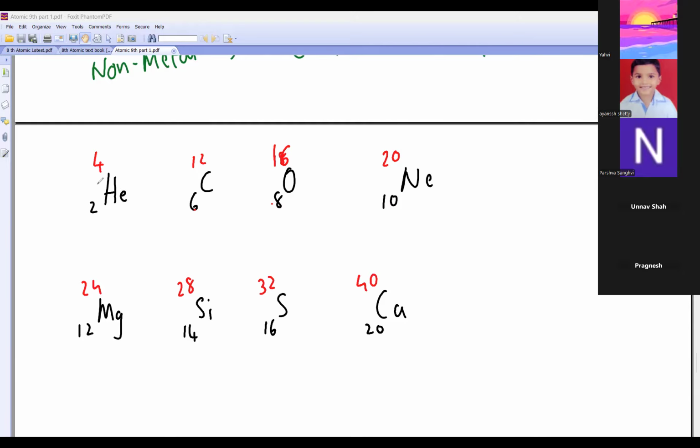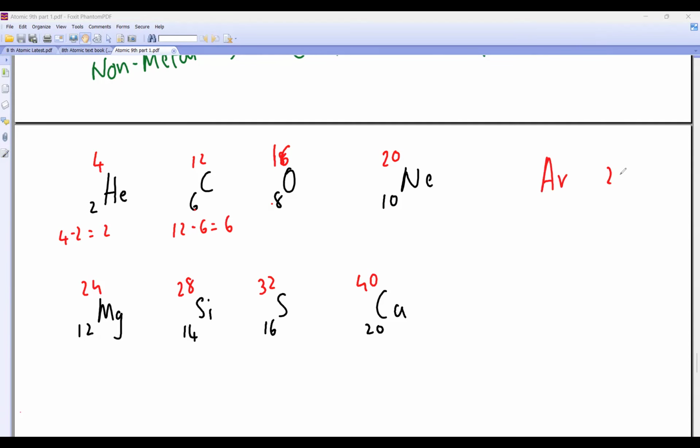Now you can find the neutrons. 4 minus 2, right? So 2. This trick will help you to find the number of neutrons while drawing. Then you will ask, sir, what do we have to do for argon? Argon is 2Z plus 4. Argon is 18, so 2 into 18 plus 4 comes to 40. How many neutrons will it have? 40 minus 18, 22 neutrons. Are you getting it? Yes, sir.